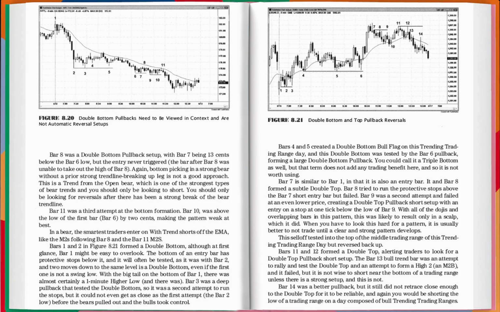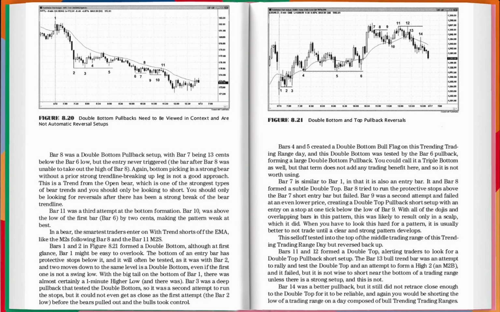Bars 4 and 5 created a double bottom bull flag on this trending trading range day, and this double bottom was tested by the Bar 6 pullback, forming a large double bottom pullback. You could call it a triple bottom as well, but that term does not add any trading benefit here, and so it is not worth using.